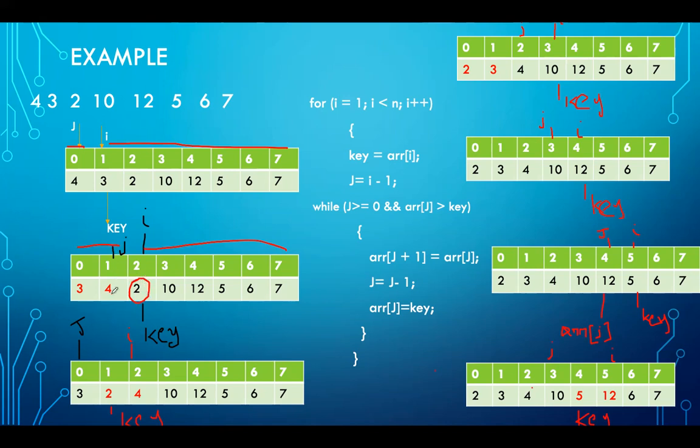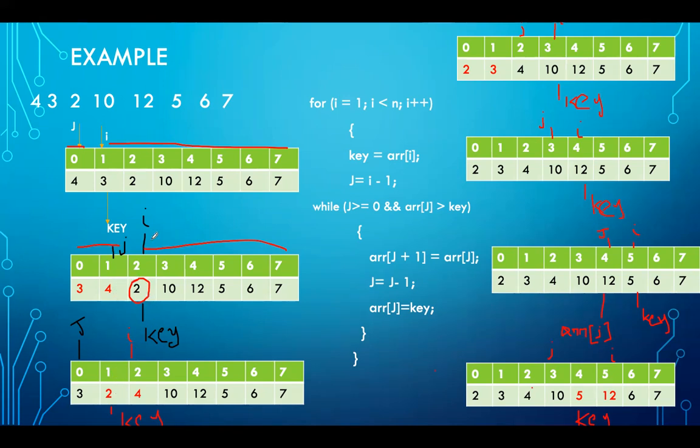So with the j, we will compare it. Each time we will compare with the j. Okay, so j is equal to i minus 1. That means 2 minus 1, now it is 1. So we'll compare with the 4. Okay, so 4 is greater than 2, so fix it with the 2. Exchange these two elements. Okay, so 2 and 4 are exchanged.